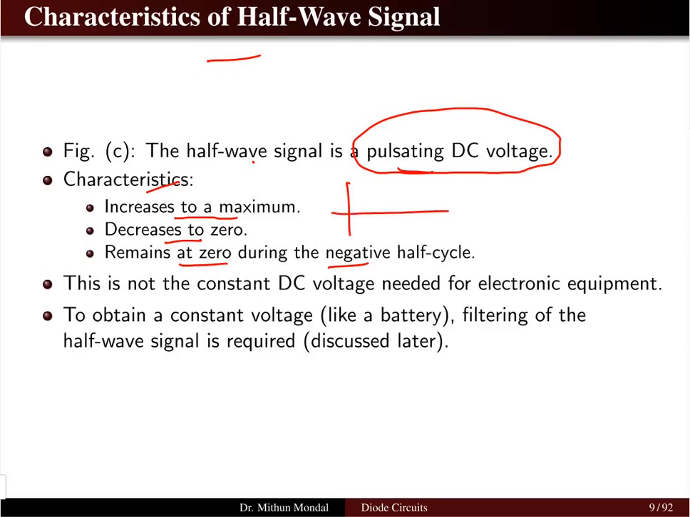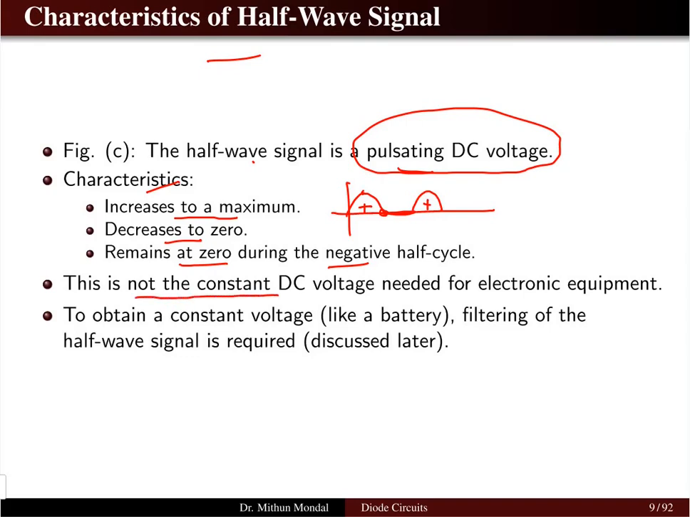So we can see that you will have only one half cycle which is positive, it will increase to maximum, and then you will have 0. Then it remains at 0 during the negative half cycle, and then you will have another half cycle. So this is the characteristic of the half-wave rectifier.